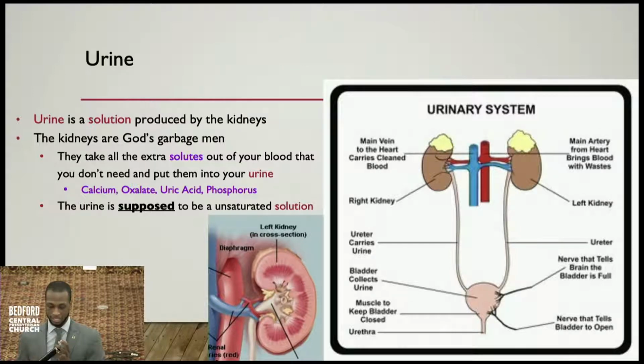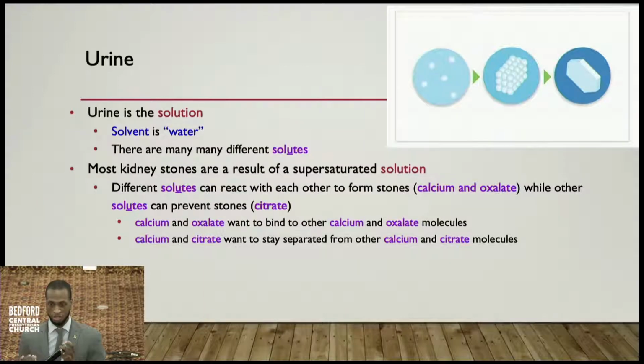So urine is supposed to be an unsaturated solution. The way God designed it, he wanted it so that there was so much water that when he pulls things out of the blood into the urine, it's not super saturated. So there's plenty of space for those chemicals to float around freely by themselves. So again, with the urine, you have the solution. The solvent is water, and there are many different types of solutes, many different types of chemicals.